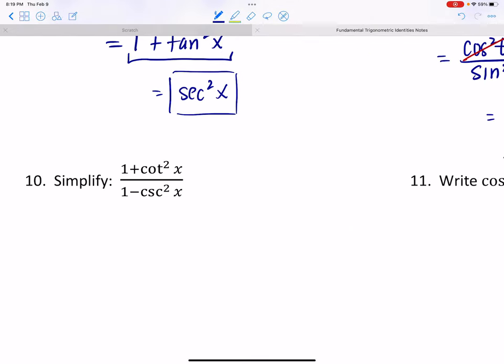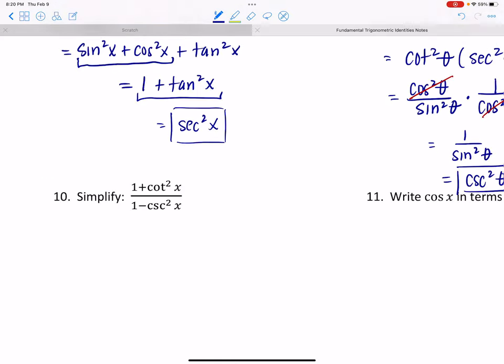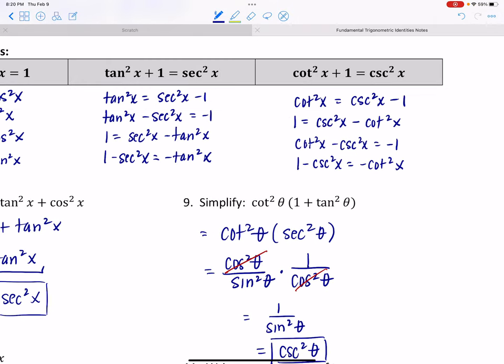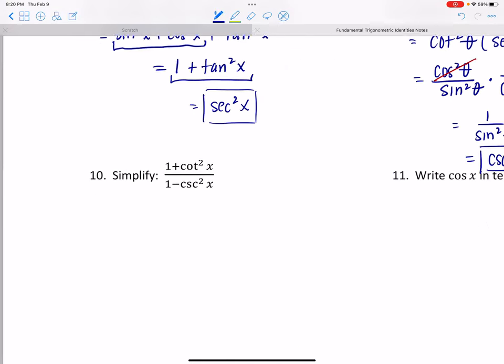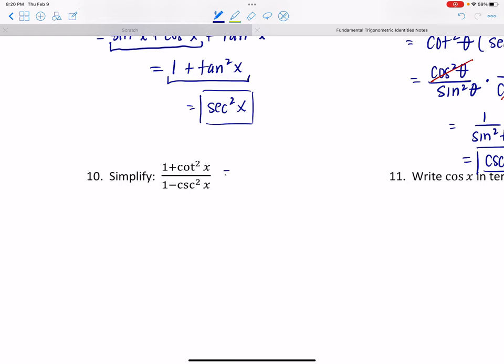This would be a good place to pause the video and try that. Alright, so 1 plus cotangent squared. Do I see that up here? Yeah, 1 plus cotangent squared right there. That's cosecant squared. So I'm going to go ahead and replace 1 plus cotangent squared with cosecant squared. So the top of this fraction becomes cosecant squared x.